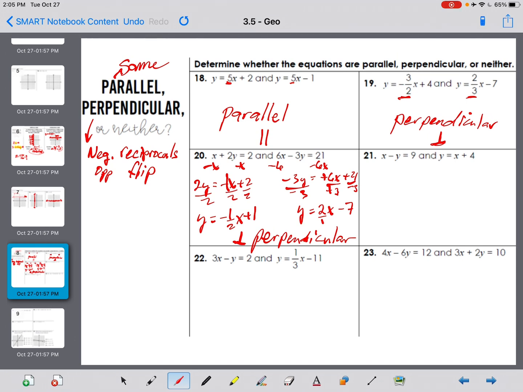All right, give it a pause. Try 21, 22, and 23, and let's see what you can come up with. Are they parallel, perpendicular, or neither?